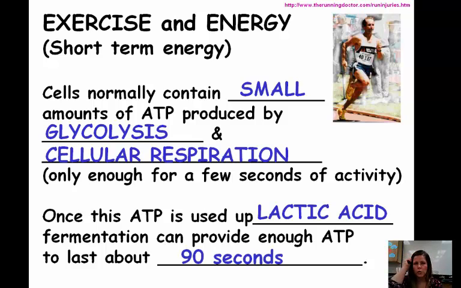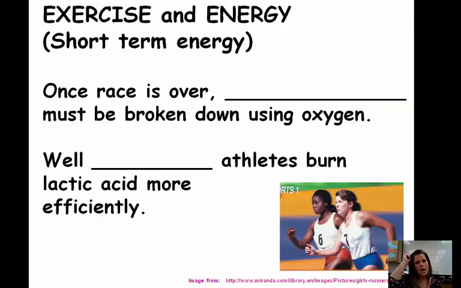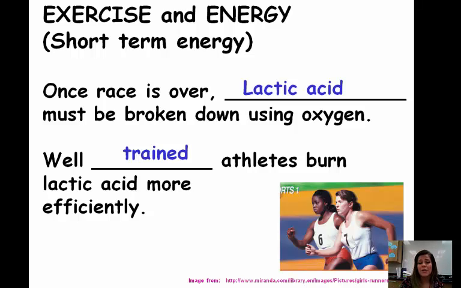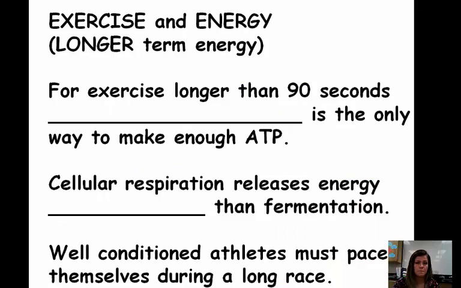So any short, quick sprints, you're using that small amount of ATP, and then you're going to go through lactic acid fermentation. Once a race is over, that lactic acid must be broken down using oxygen. So well-trained athletes burn lactic acid more efficiently because their bodies are used to building up that acid.